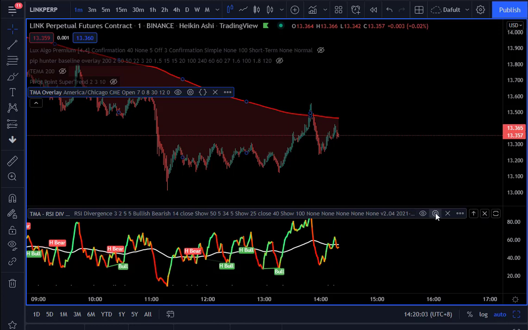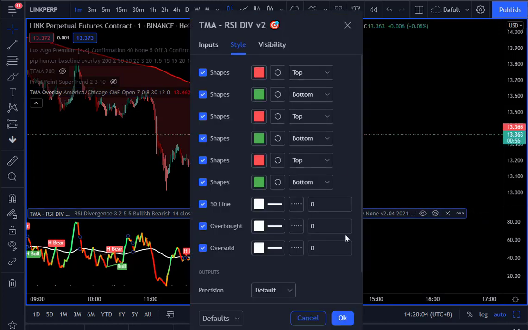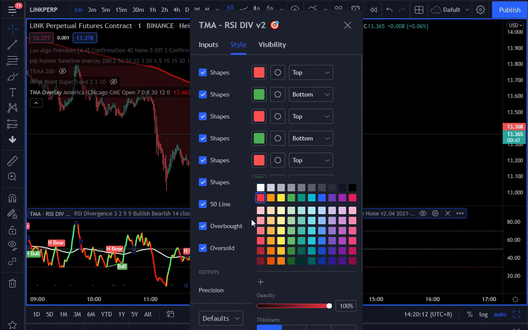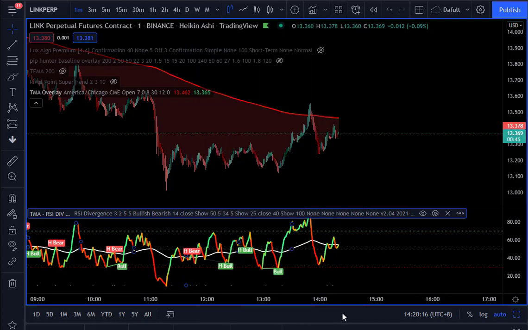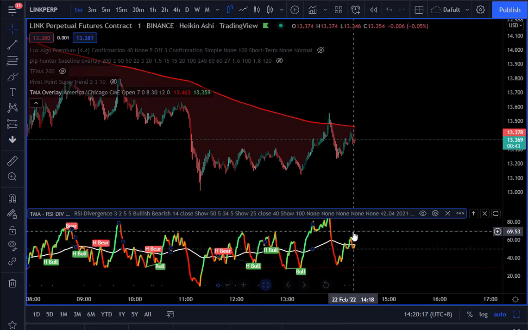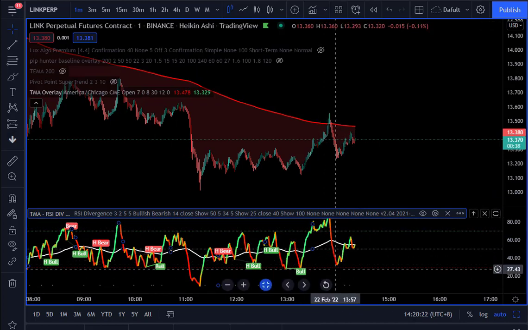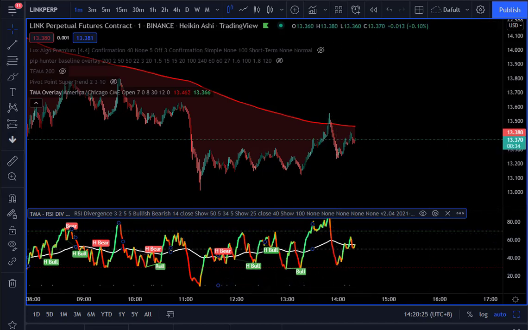Once you install this, the first thing you can do is set the overbought at 70, and this one at 30. This one change to green. If I went too fast, you can pause the video. That's why I'm going a bit fast. Normally the standard is 70 overbought, 30 oversold. Am I correct? Yeah, correct. All right, so that's one, two. Two more to go.